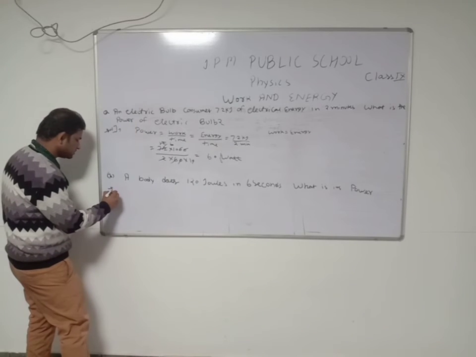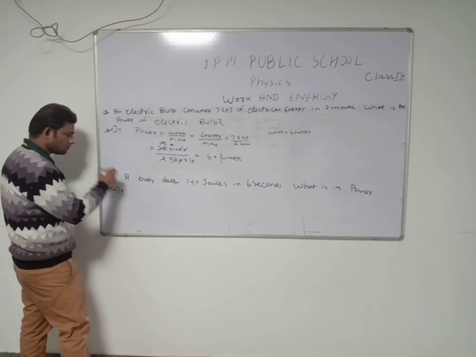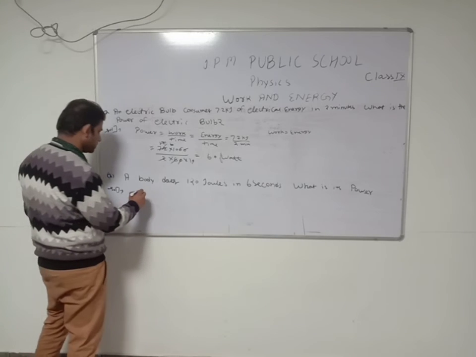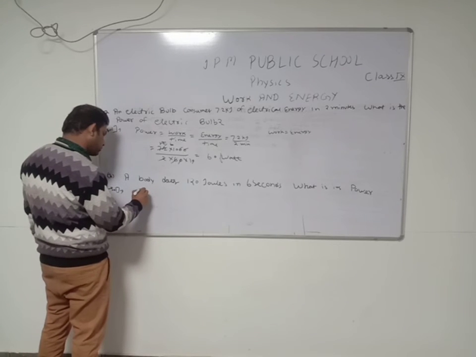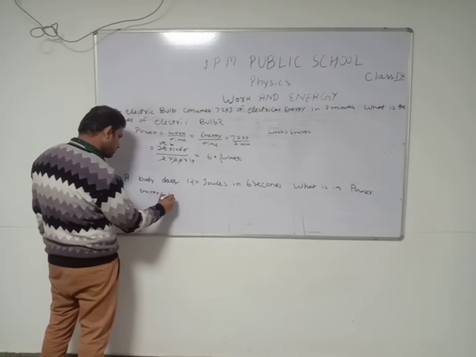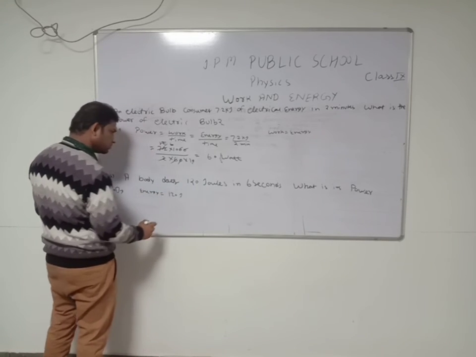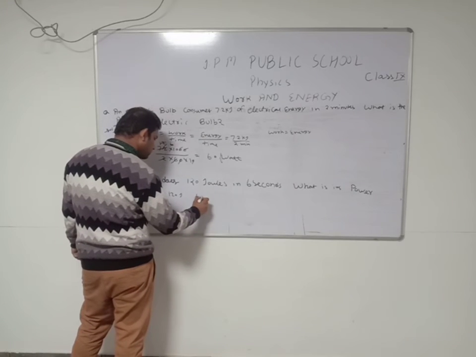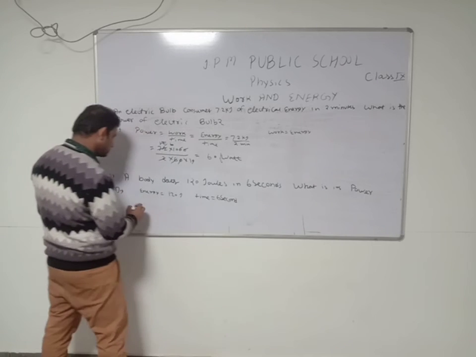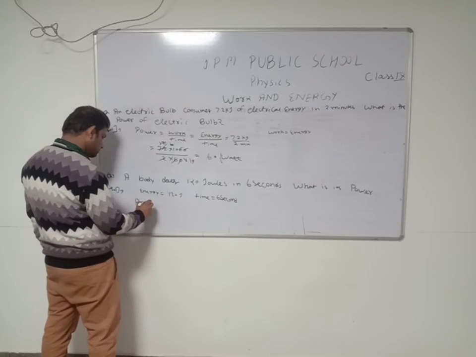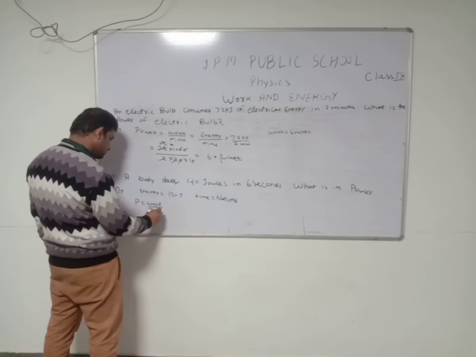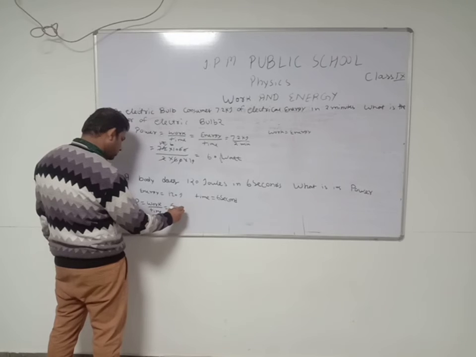Our next question is: a body does 120 joule. Energy is given as 120 joule, time is given as 6 seconds. P equals W upon T, that is work upon time, that is energy upon time.